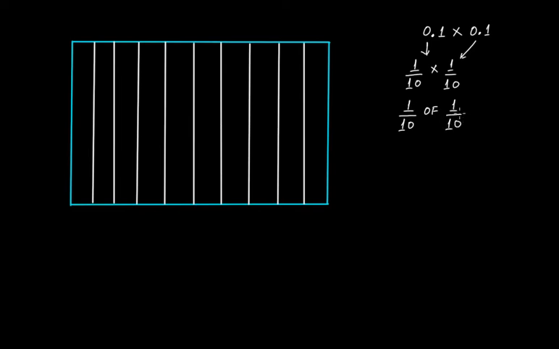So 1/10 of 1/10. It means that if this is a single unit or a whole, and if we divide this single whole into 10 equal parts, 1, 2, 3, 4, 5, 6, 7, 8, 9, and 10, a whole has been divided into 10 equal parts, and you take only one part. That is the fraction 1 over 10.